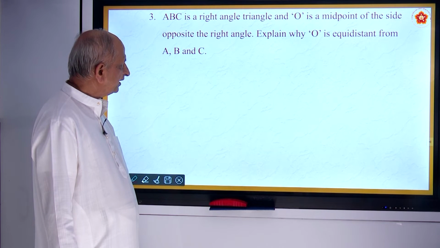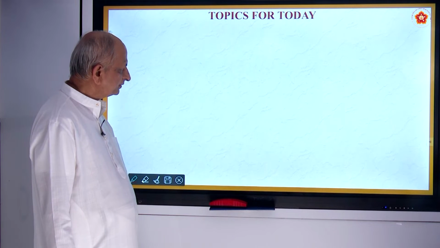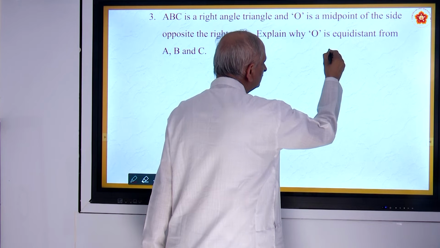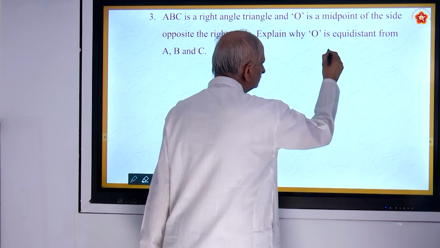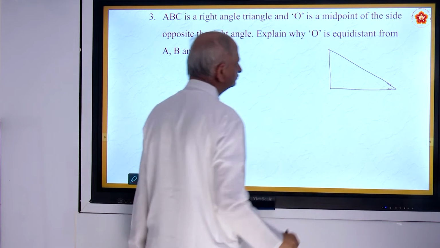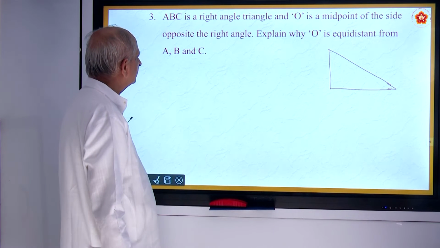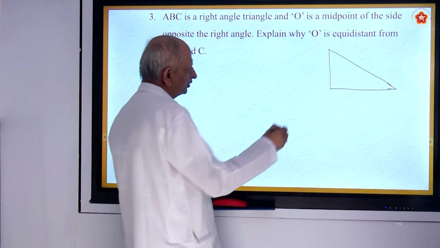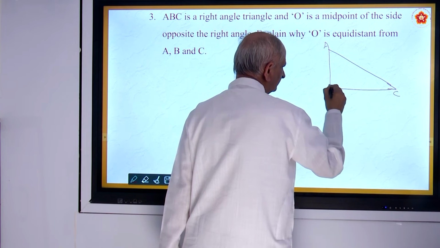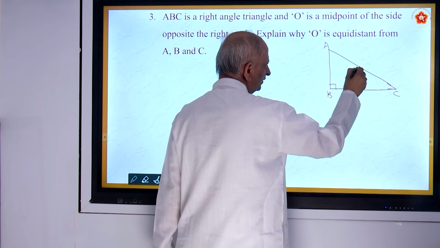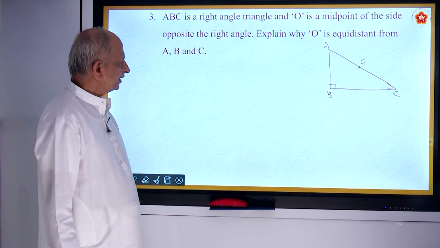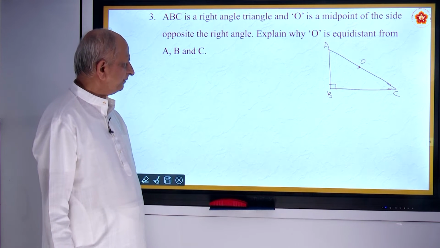ABC is a right angle triangle with O as the midpoint. ABC. So, O is the midpoint. It is a right angle triangle, right angle at B. Now, here you are given this O. Correct? Now, you explain why O is equidistant from A, B and C.